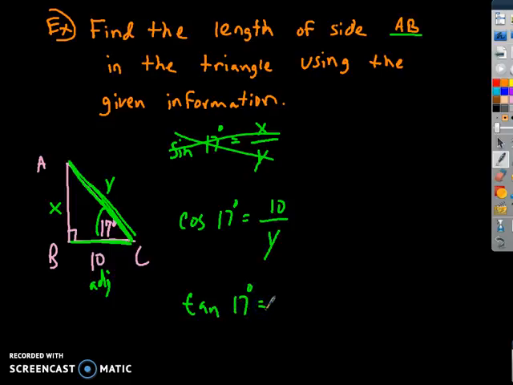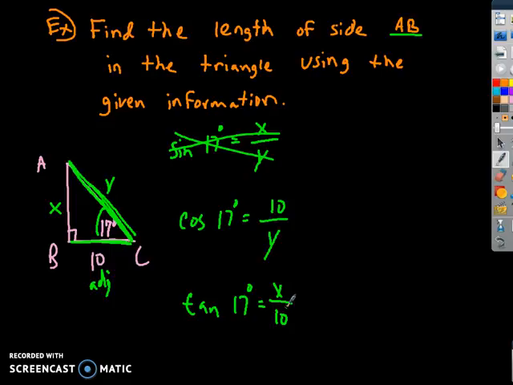Tangent of 17 degrees would be the opposite side here, X, over the adjacent side, 10. So tan of 17 equals X over 10. In this case, I only have one unknown, X, and that's the unknown I'm looking for. So I can solve that.